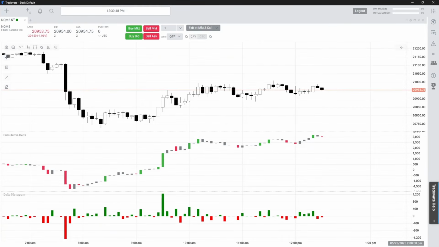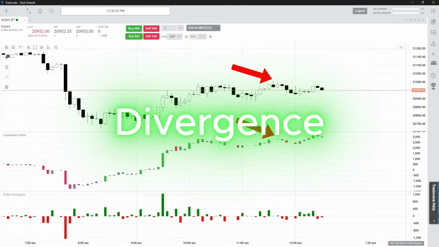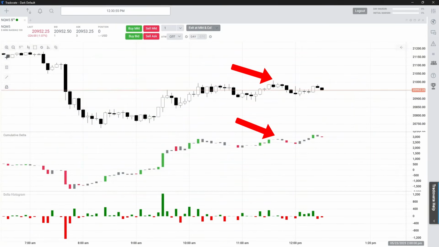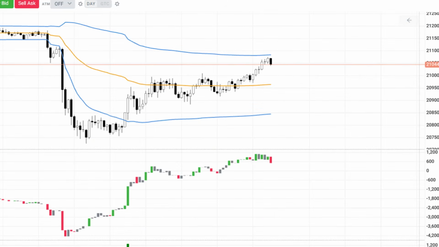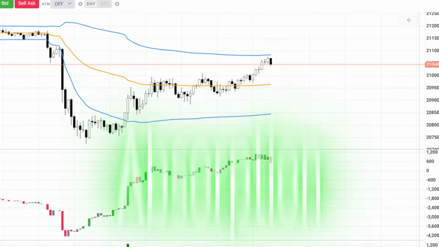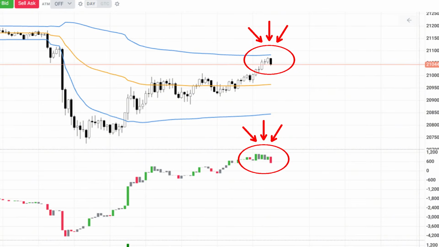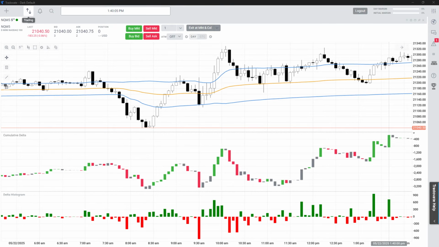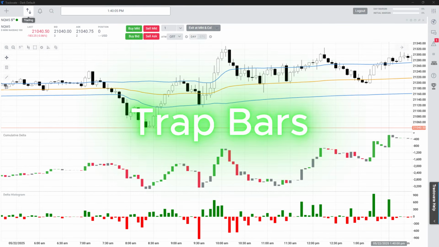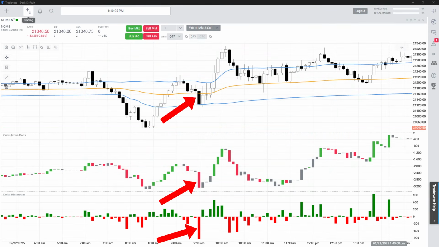Here are the general top signals I look for. Signal number 1, divergence. If price makes a new high but delta doesn't, that's your early warning sign. Signal number 2, absorption. When delta prints big volume but price barely moves, someone's absorbing every single aggressive order. And lastly, signal number 3, trap bars. When delta spikes one way and price quickly reverses, this is usually where smart money steps in to fade the retail breakout.